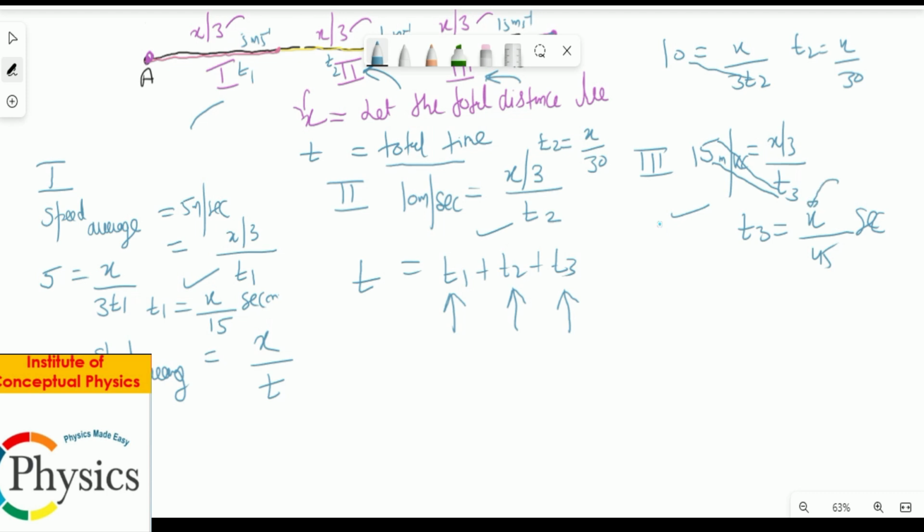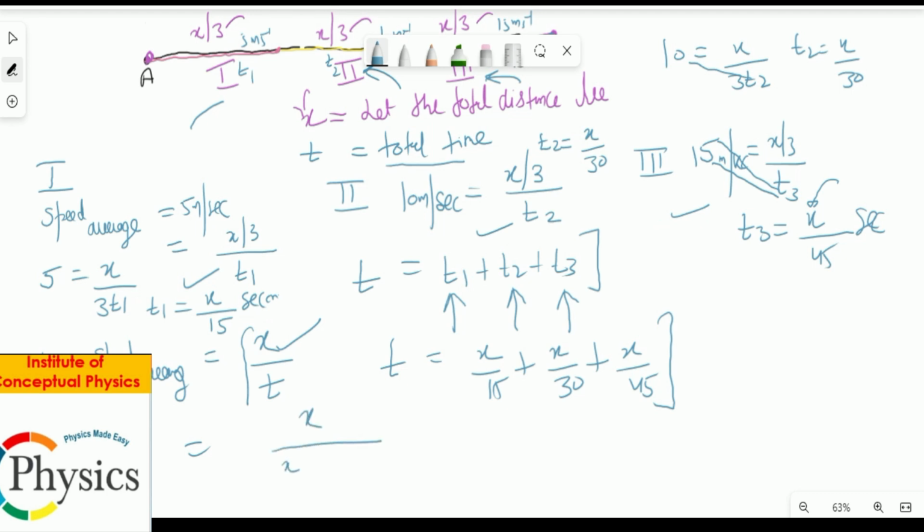So total time is equal to x by 15 plus x by 30 plus x by 45. This is the total time of the journey. And what is the total distance? X, right? So this is the entire journey. So x divided by total time, which we have found out, x by 15 plus x by 30 plus x by 45, is equal to x.